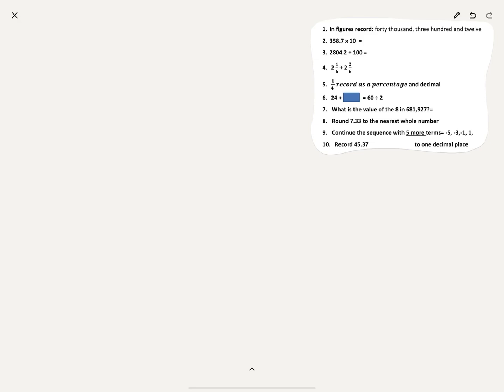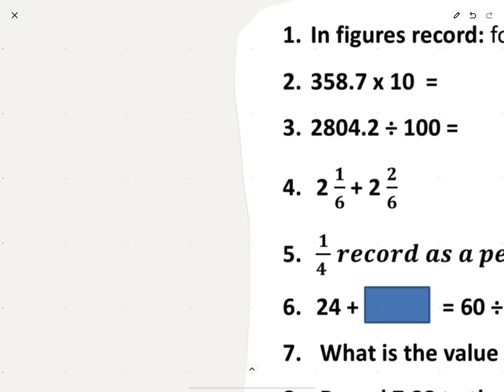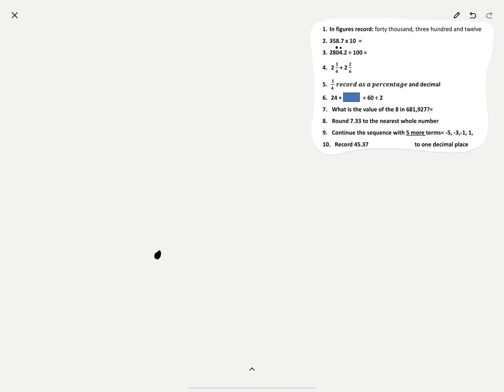2,804.2 divided by 100. Everything moves two place value columns to the right. So if I zoom in, you're going to get 1, 2. So this 0 is going to end up in the tenths column. So let's just do that now. 0, 4, 2, 8, 2. Okay, so 28.042.